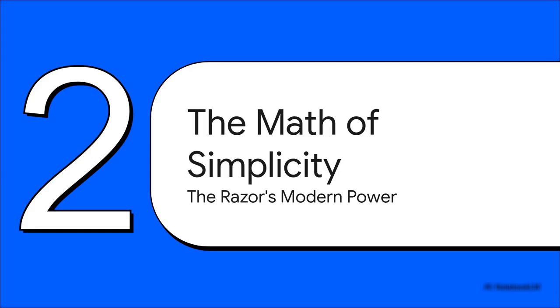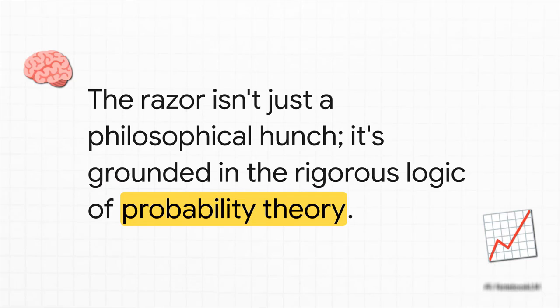So why is this principle so powerful? Well, it turns out it's not just some dusty old philosophical preference. We've now discovered that the razor is actually baked right into the rigorous logic of probability theory. And that, well, that changes everything. Yep, today's cognitive scientists and statisticians have something they call the Bayesian Occam's razor. It shows, using cold, hard math, exactly why we should be skeptical of theories that are too complicated.